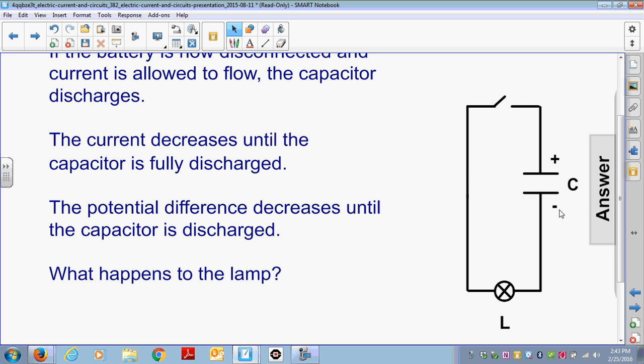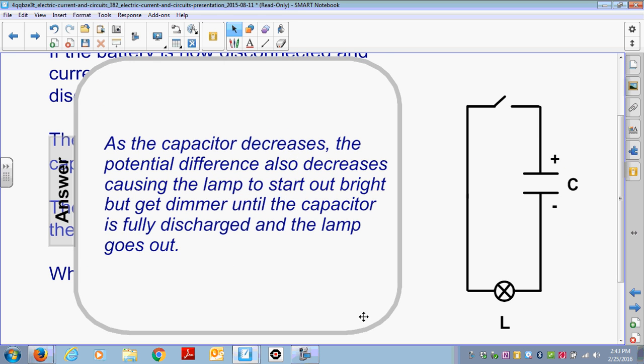Okay, so let's take a look. As the capacitor discharges, the voltage on the plates, the potential difference, will decrease, causing the lamp to start out bright but get dimmer until the capacitor is fully discharged and the lamp goes out. The statement "as the capacitor decreases" is incorrect. The capacitor doesn't decrease anything. Its capacitance remains constant. It's the potential difference, or the charge stored on each plate, that changes.